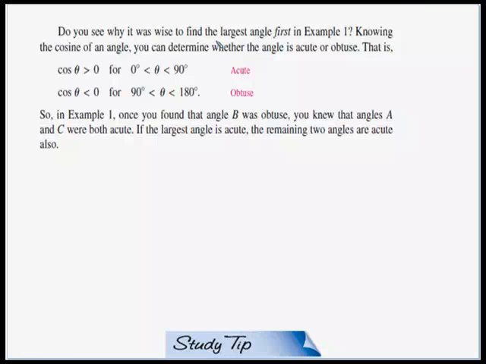Do you see why it's wise to find the largest angle first in the example? If you know the cosine of an angle, you can determine if it is acute or obtuse. If cosine is positive, then our angle's between 0 and 90, and that means the largest angle is acute. If the largest angle is acute, then the other two angles will have to be less than that, and they're also going to be acute. If cosine is negative, like we found, then we know the angle that we're looking at is between 90 and 180, or an obtuse angle. If the largest angle is obtuse, then we're sure that the other two angles must be acute, because there can only be one obtuse angle per triangle.